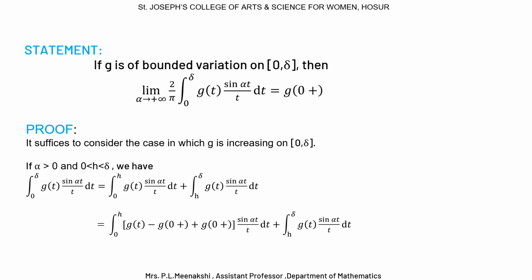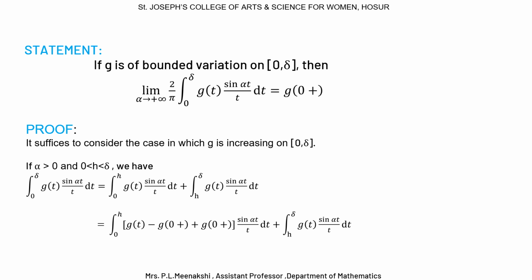Proof. We consider the case to prove the theorem. It suffices to consider the case in which g is increasing on [0, δ]. Let α be greater than 0 and 0 less than h less than δ, and we have the integral from 0 to δ of g(t) sin(αt)/t dt. We split the integral into 0 to h plus h to δ.